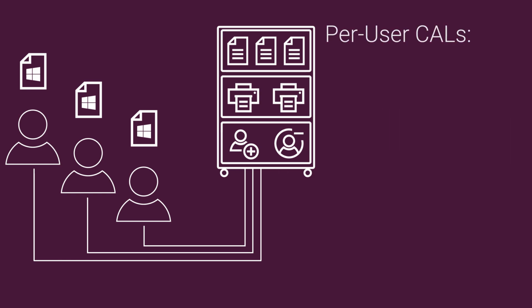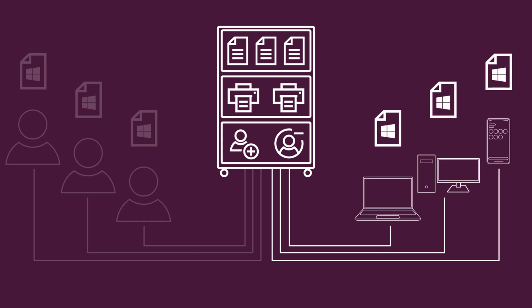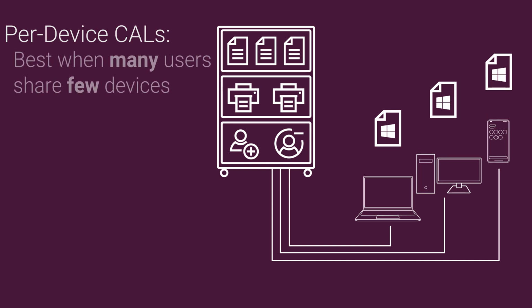With per user CALs, you purchase a CAL for every user who accesses the server. This licensing model makes more sense if a smaller number of users will share a bigger number of devices to connect to the server. Per-device CALs, on the other hand, are a better fit in the opposite scenario. A bigger number of users will share a small number of computers, phones, or other devices.